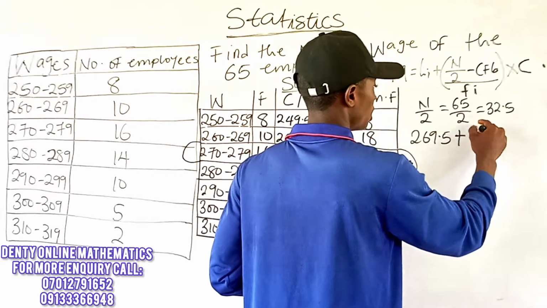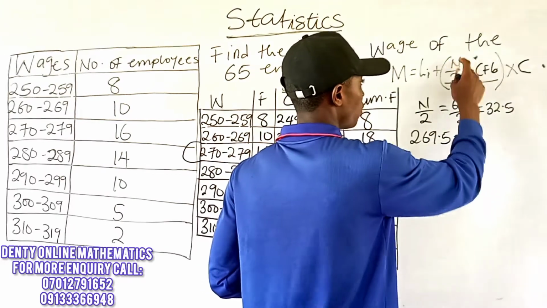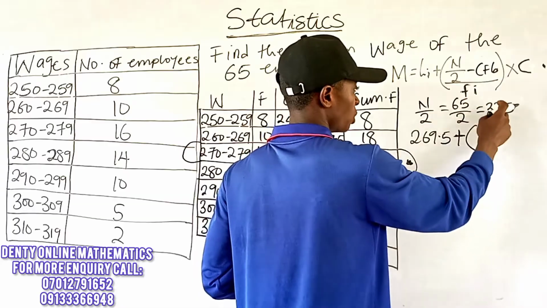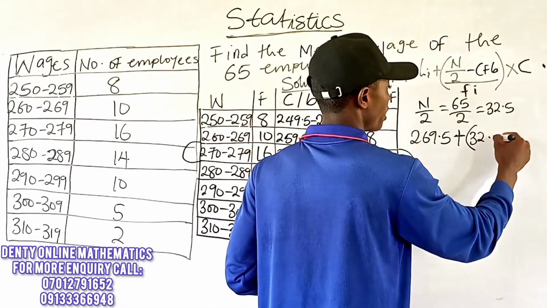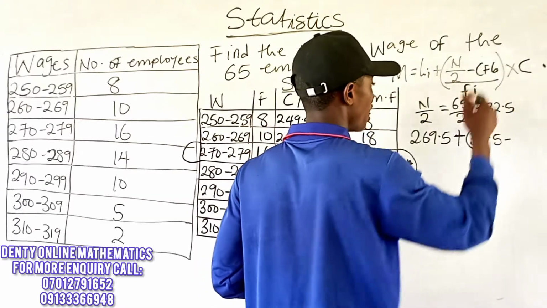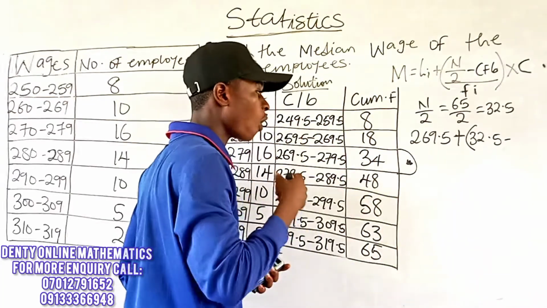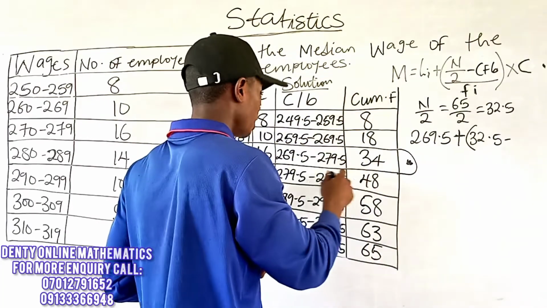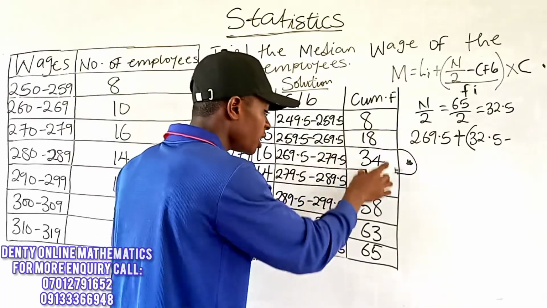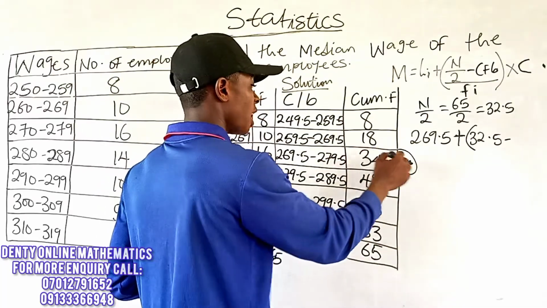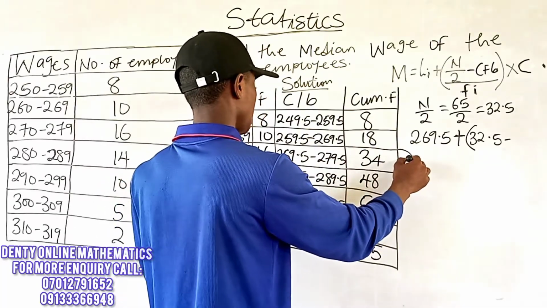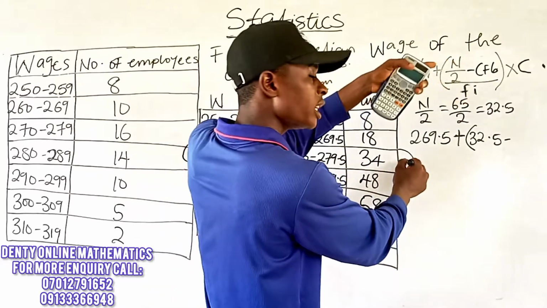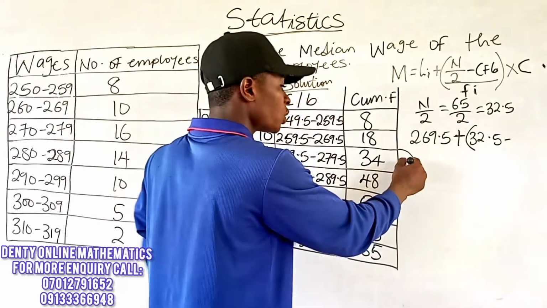You take 269.5 plus, into, n over 2. N over 2 is 65 over 2, which is 32.5, minus. Now, CFB means cumulative frequency before the median class. Where is the cumulative frequency column? This is the column, right? And this is the cumulative frequency for the median class. But what we need here is the cumulative frequency before. So this is the median class.